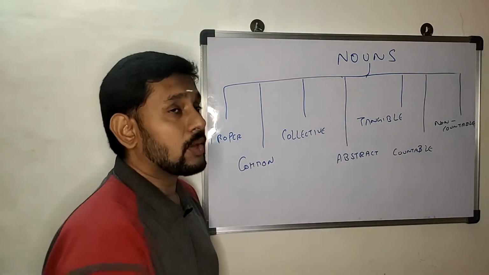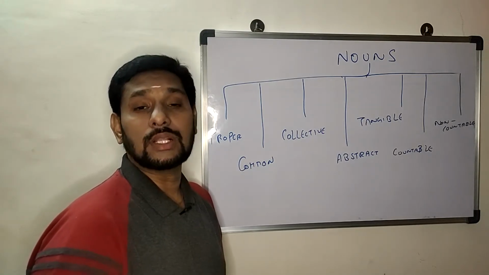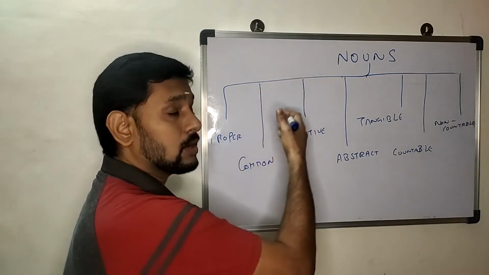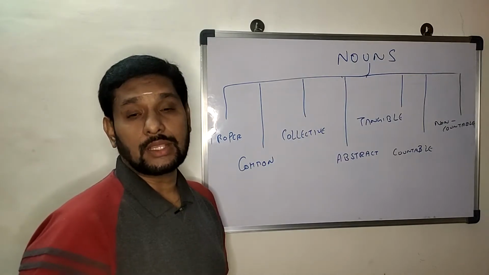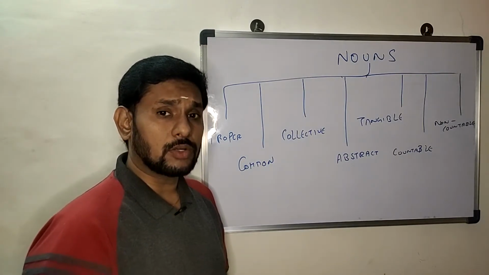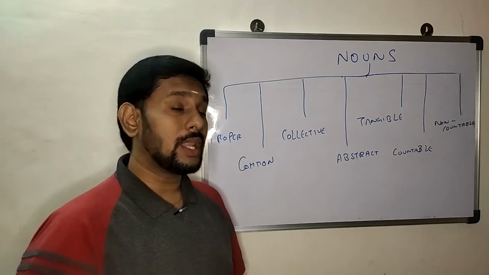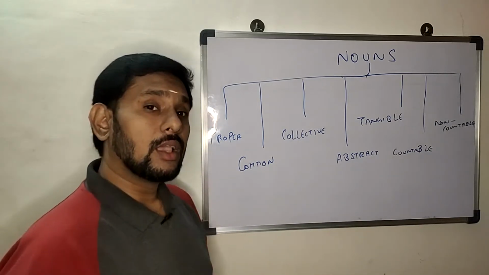For example, the word noun in itself is a collective noun, because I'm using the word noun in order to categorize multiple nouns like these. So that is how it works out, right? Now the next two are pretty easy to understand.